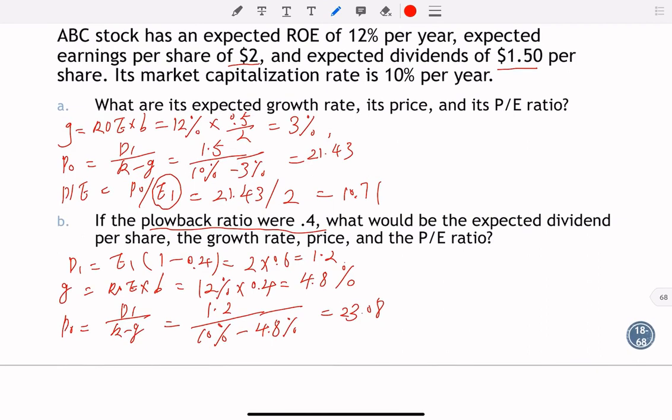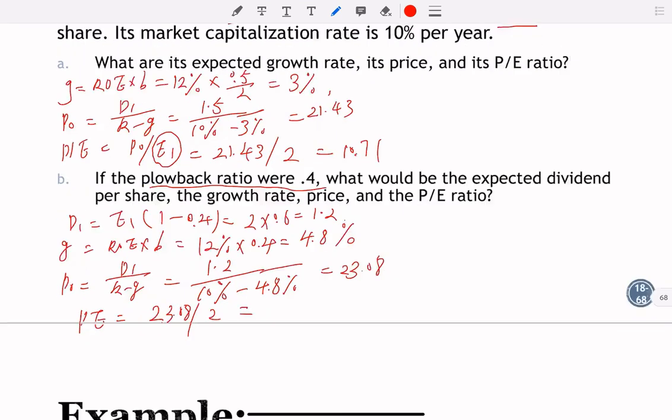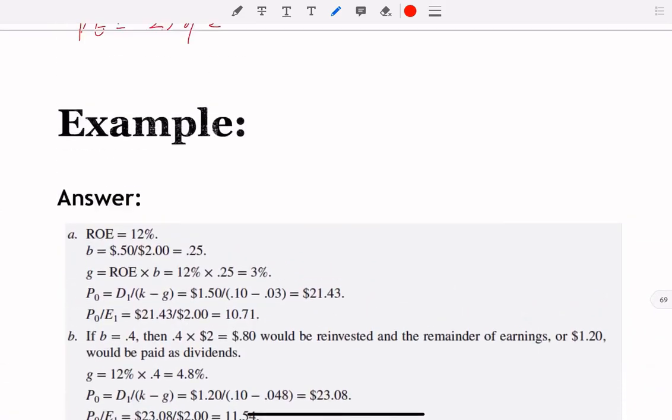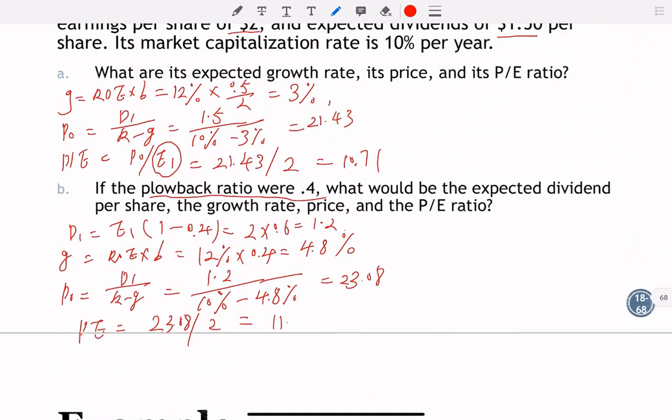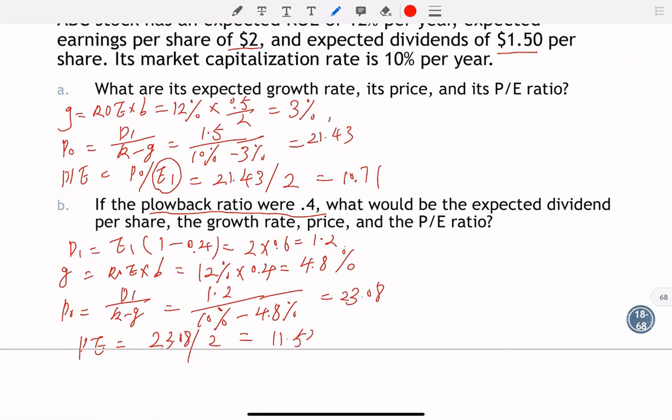The last question. What's the PE ratio, right? So PE ratio equals price divided by earnings, which is 2. This gives us 11.54. Right? Okay.